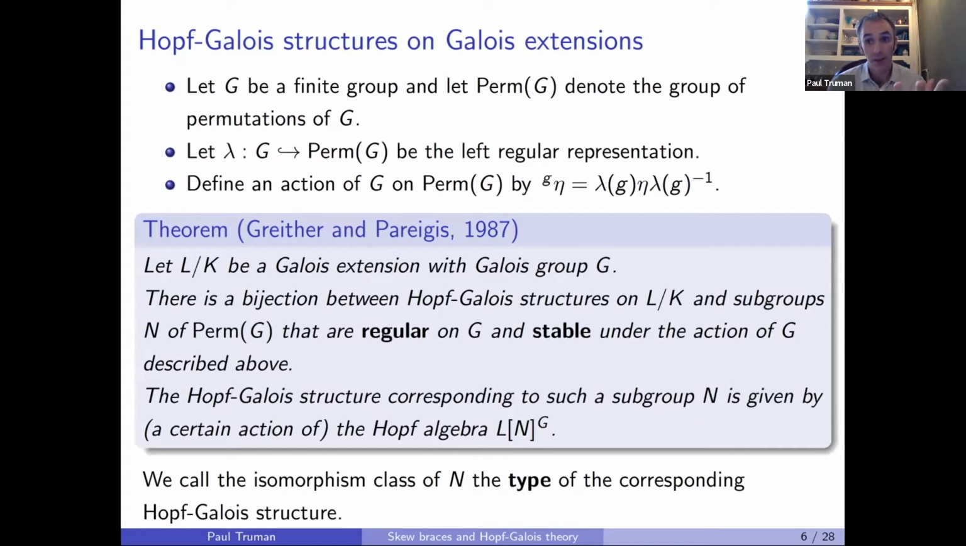And it comes, in the Greither-Pareigis theorem, sort of packaged with a particular action. So if I think of N as a particular subgroup, it comes sort of packaged with a particular action of that Hopf algebra on the extension. And just for future reference, I'll be using this term type. So the isomorphism class of N is the type of the corresponding Hopf-Galois structure. So we can talk about cyclic type, abelian type, simple type, whatever.